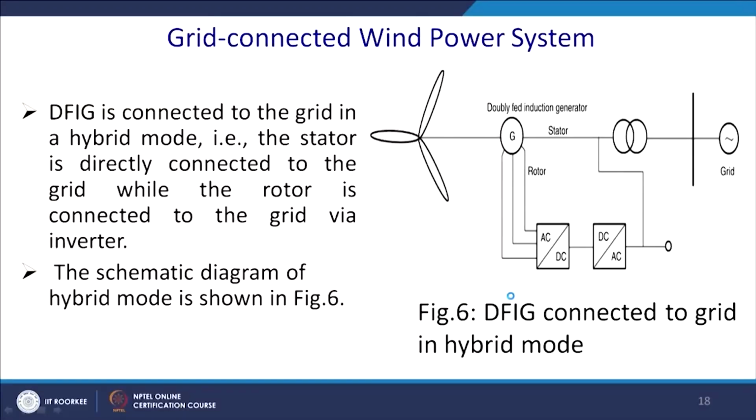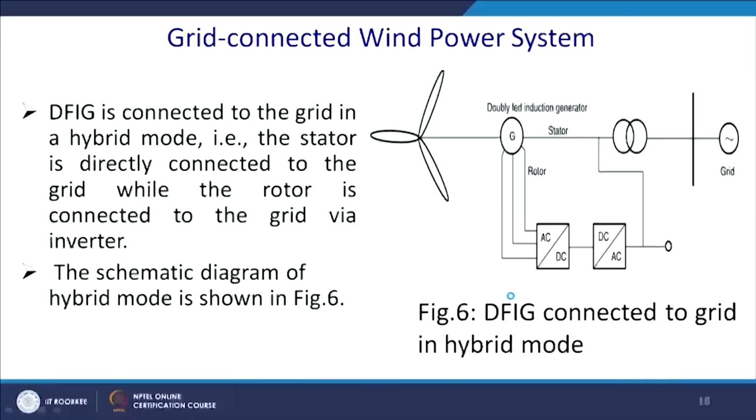Now, this is the DFIG if you use, that is what I was saying, the doubly fed induction machine, where we can feed both rotor and stator, connected to the grid in the hybrid mode. That means the stator is directly connected to the grid, while the rotor is connected to the grid side inverter. Since it sees only the slip power, the rating of this converter is quite low. The schematic diagram is shown here.